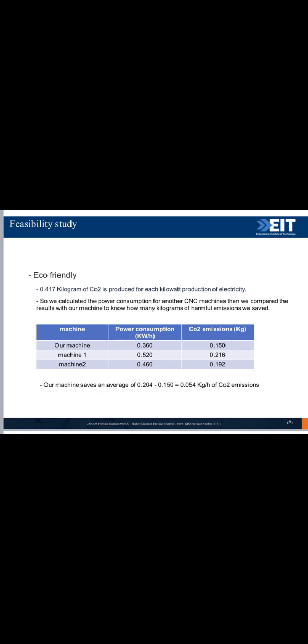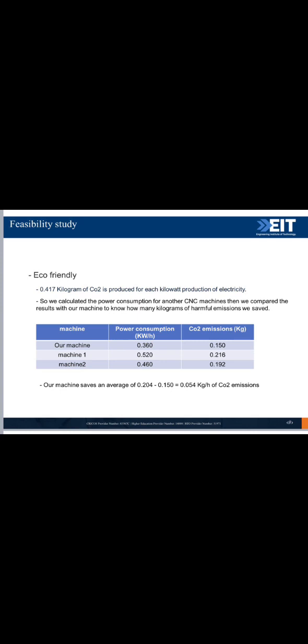When we compared our machine with machine 2, machine 2 has a power consumption of 0.52 kilowatt per hour. There is a huge difference between their power consumption per hour. Similarly, looking at CO2 emissions, machine 2 is at 0.216. There is a lot of difference between CO2 emissions as well.